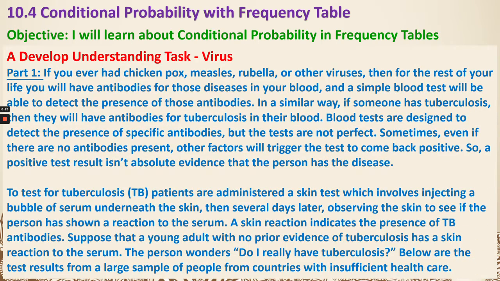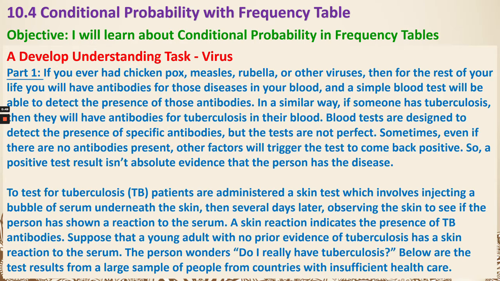A develop understanding task about virus. Part 1. Have you ever had chickenpox, measles, or a bunch of other viruses? Then for the rest of your life, you will have the antibody for those diseases in your blood. And a simple blood test will be able to detect the presence of those antibodies. In a similar way, if someone has tuberculosis, then they will have antibodies for that in their blood.